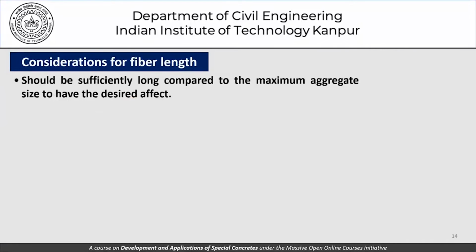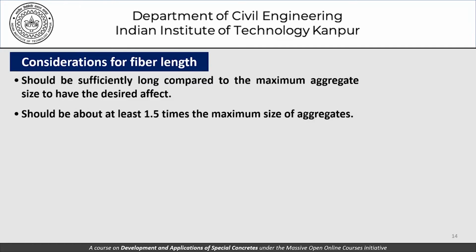As far as considerations for the length of fibers is concerned, they should be sufficiently long compared to the maximum size of the aggregate to have the desired effect. Of course, there are applications in which shorter fibers are also used. They should be at least 1.5 times the maximum size of aggregates, but I just mentioned that there are applications where this rule need not be followed. We could use shorter fibers.